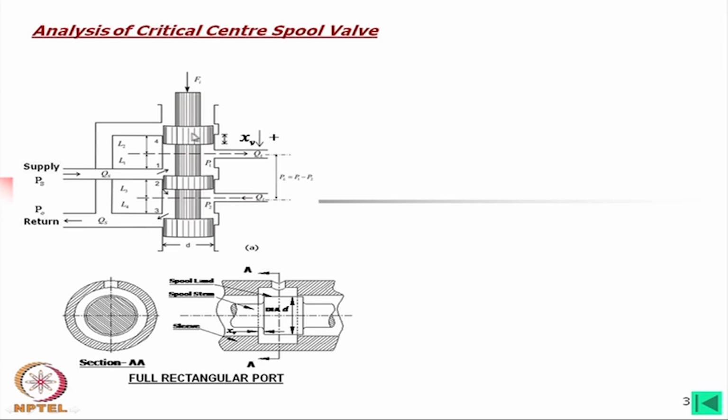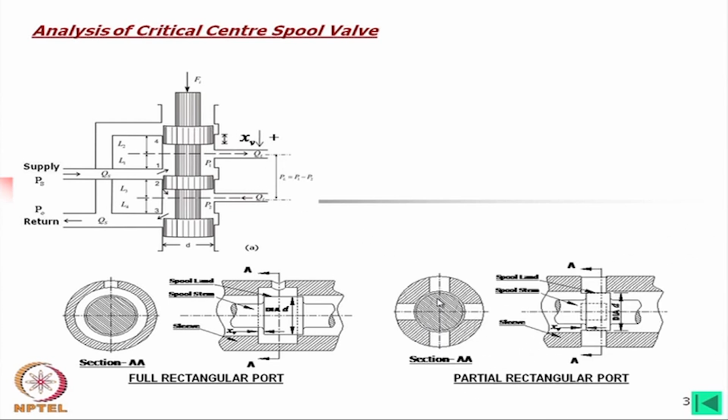Now, again I would like to explain this part. Usually you will find that these three lands are of equal width. However, it might be that the middle one is more or less, but this will be equal to this port, and these two may be different from the middle one, whereas these two are equal. Now, for a partial rectangular port also, the width of any rectangular grooves made there is equal to the land width.